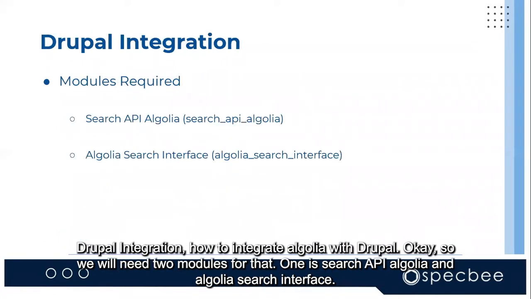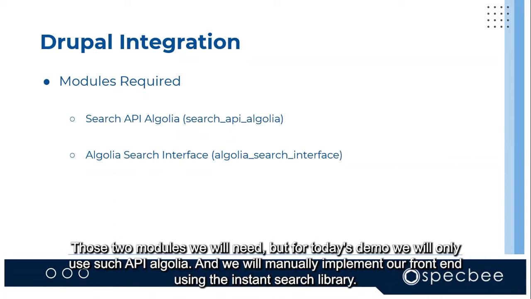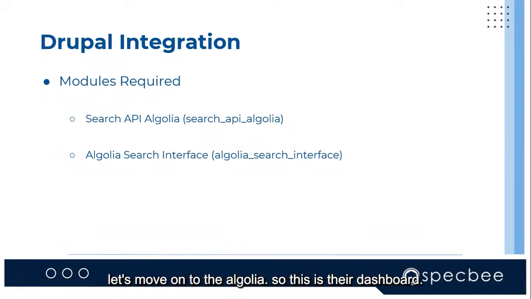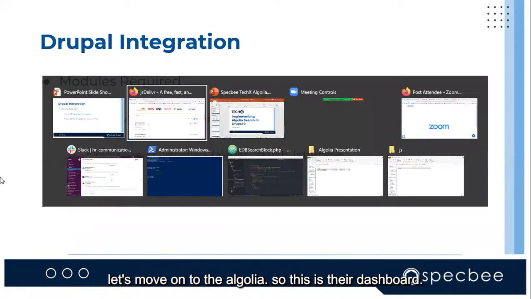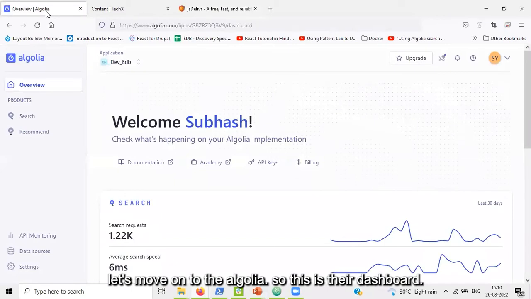Next, we will now see Drupal integration: how to integrate Algolia with Drupal. We will need two modules for that: Search API Algolia and Algolia Search Interface. For today's demo, we will only use Search API Algolia, and we will manually implement our front end using their InstantSearch library. So let's move on to Algolia search.